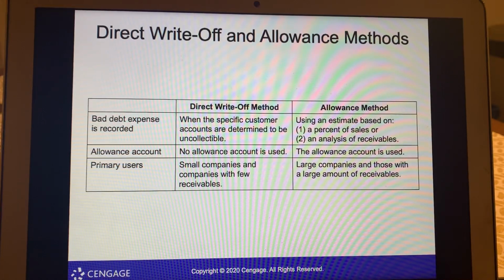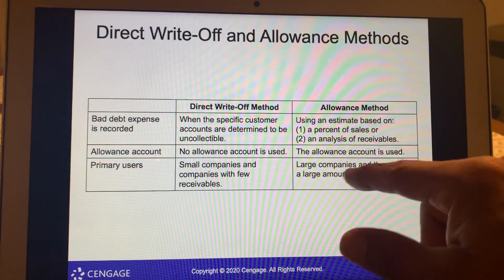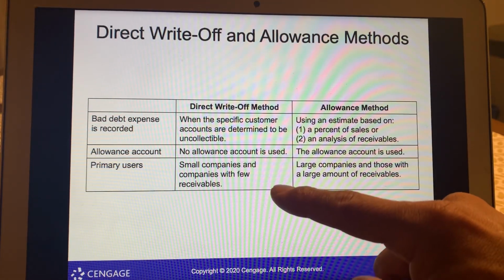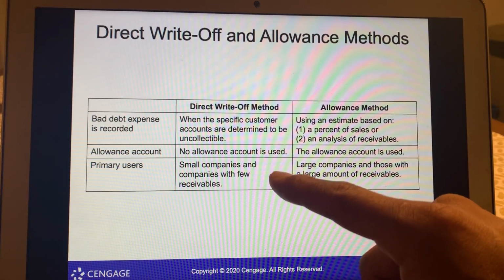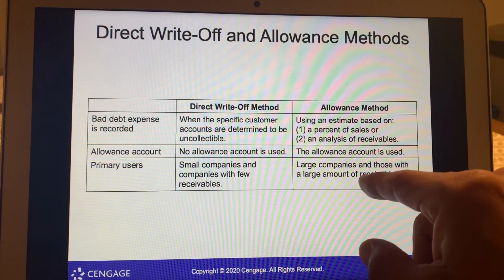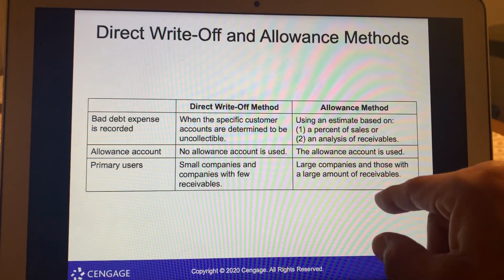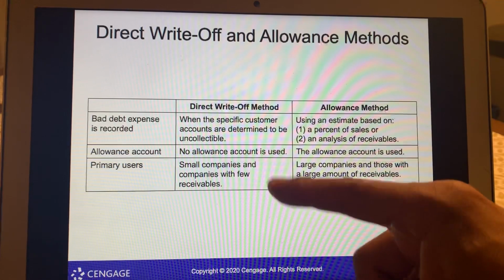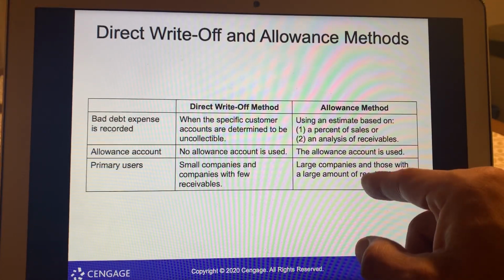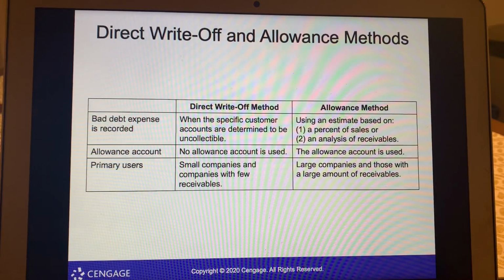So here's a little chart table that shows the differences. You can go through and look at this. Allowance account: no allowance account is used for direct write-off. An allowance account is used for the allowance method, and we just looked at them. Small companies with few account receivables just do them as a direct write-off. If you have a large company with a lot of account receivables, go with the allowance method, because it becomes really tedious if you do the direct write-off method with a lot of account receivables. So it's a simpler way of taking into account your doubtful accounts, or your accounts that get written off as uncollectible.